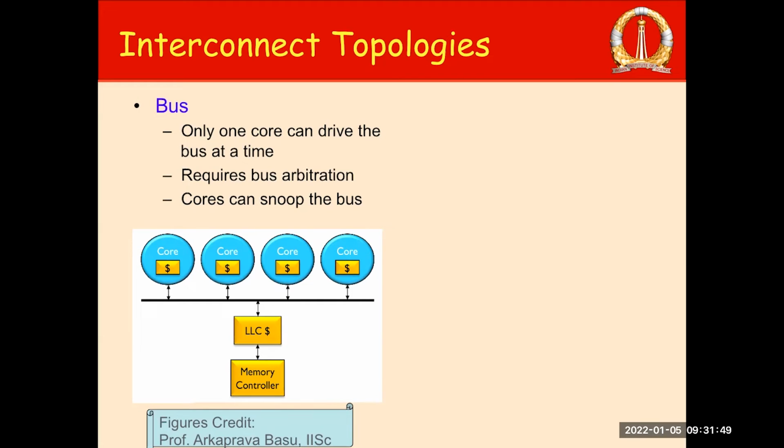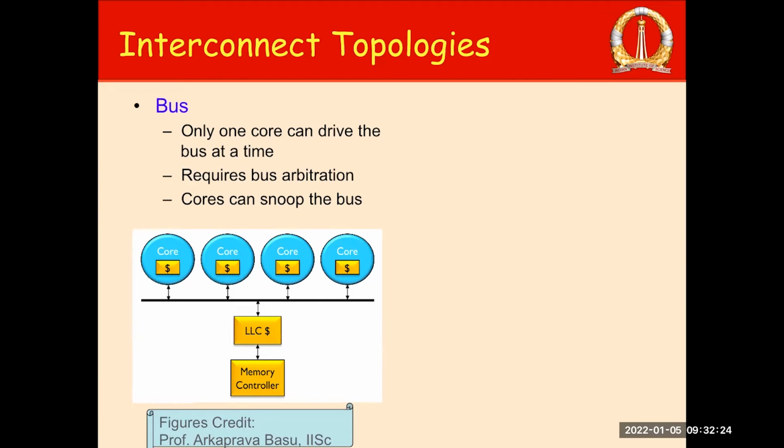But the advantage of the shared bus architecture is that other cores can snoop on the bus. That means they can listen to what is going on in the bus. But if two cores try to communicate at the same time, that's not possible because it will corrupt the bus, so you have to arbitrate between them. However, when one core is communicating on the bus, the other cores can snoop on it or listen to it. This is an advantage, and we'll talk about this when we talk about the cache coherence protocols.